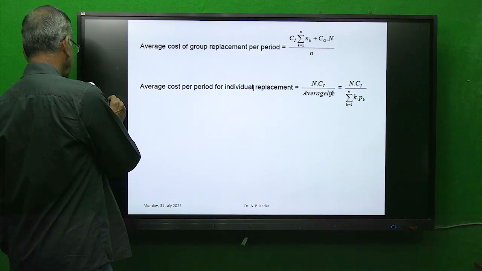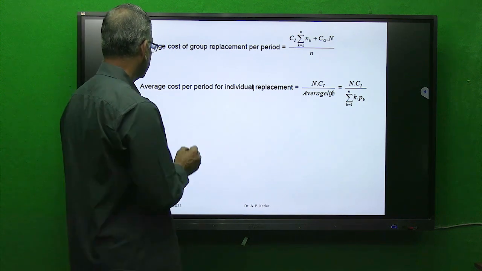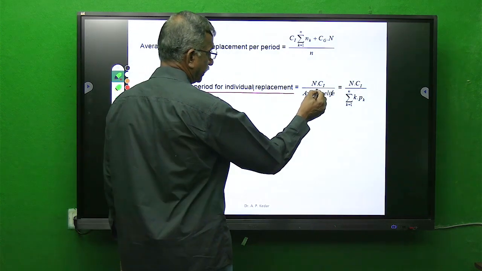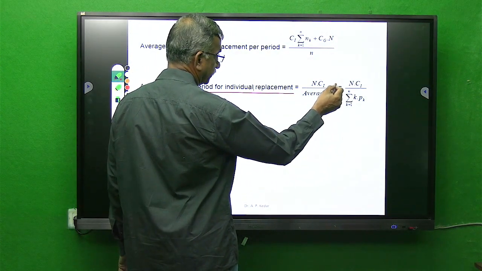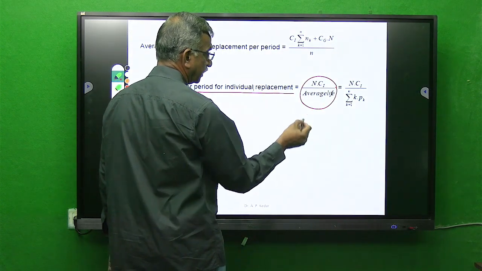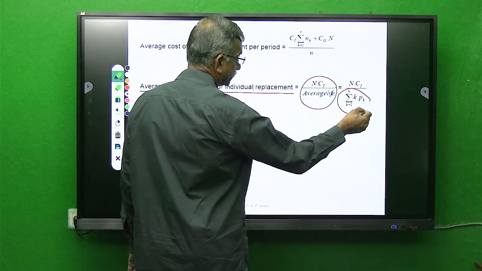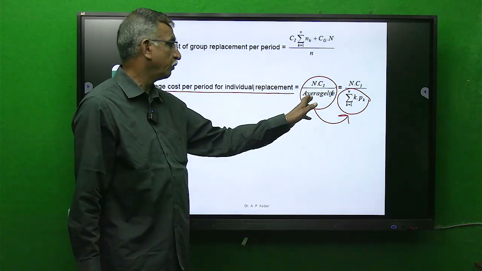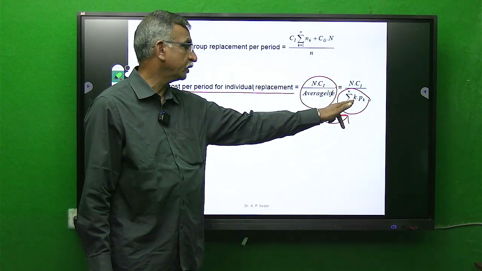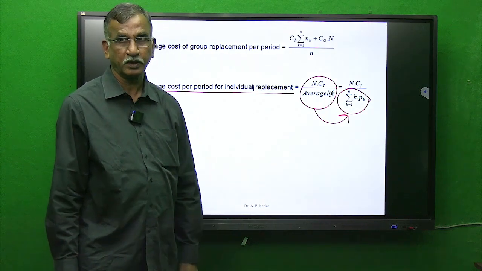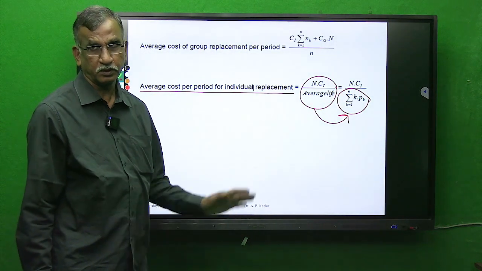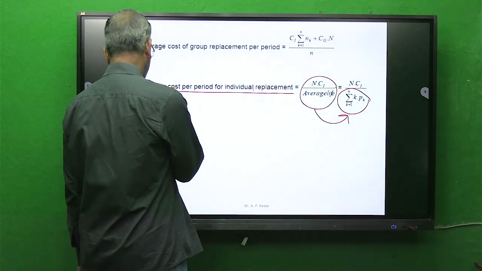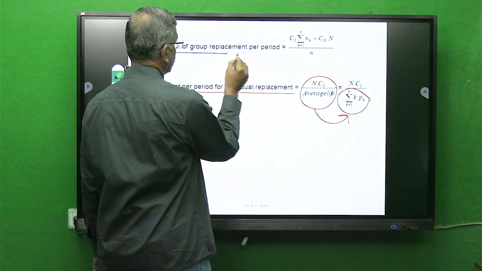I have written in the previous slide these two relationships, that is, average cost per period for individual replacement is N Ci into average life. How you calculate average life is already explained to you in the previous slide. So average life is nothing but summation of k pk, k is period, pk is probability of failure in that period. I have written this in the last slide. And similarly we also discussed average cost of group replacement.